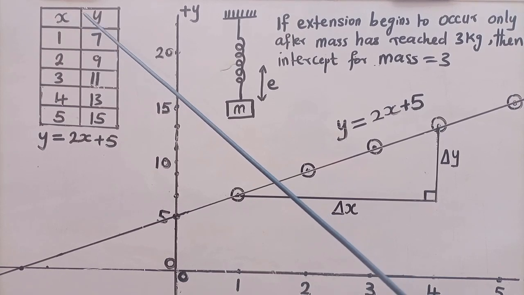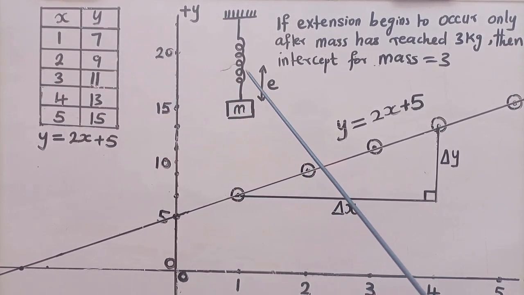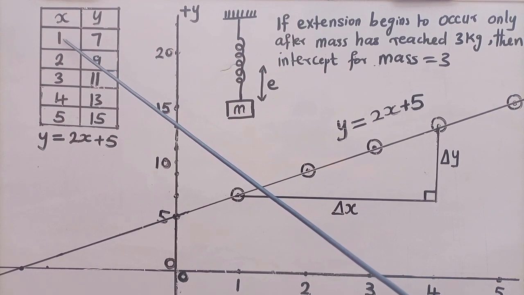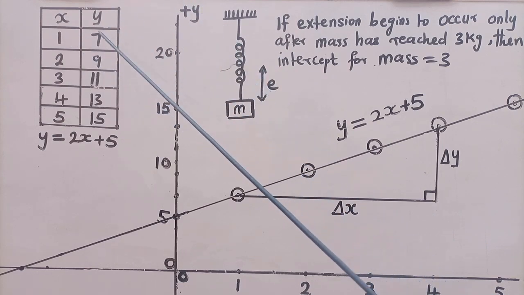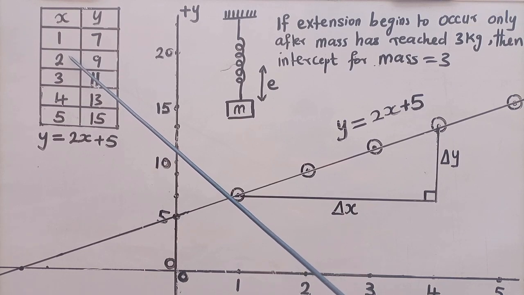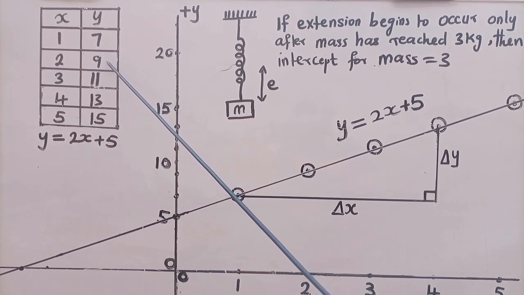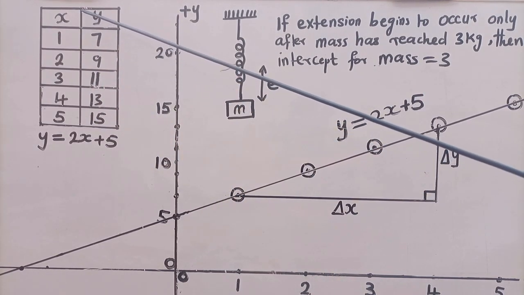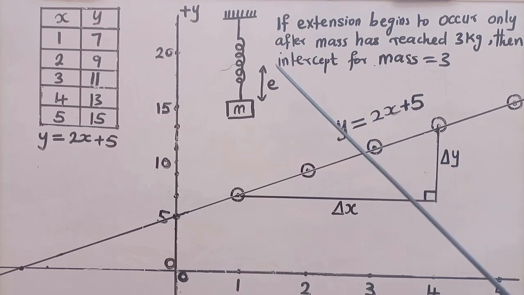If x is the mass in kilograms and y is the extension in millimeters, what it means is that when 1 kg was hanging on this spring, we had an extension of 7 millimeters. When 2 kilograms were hanging, the extension was 9 millimeters, and so on and so forth. This is therefore the summary of an experiment carried out with this spring. And this is the Cartesian sketch for the table.